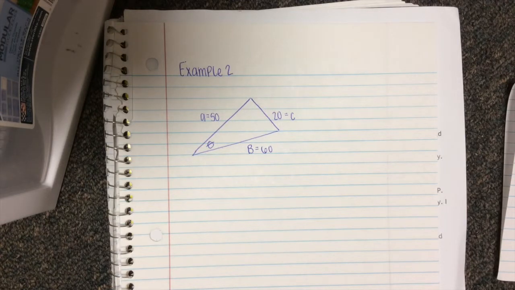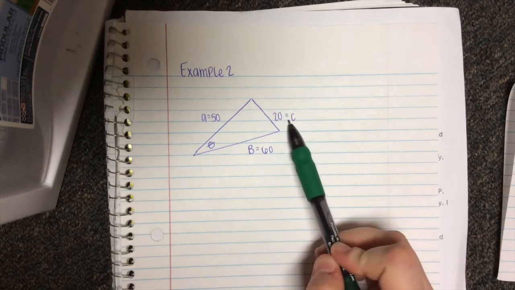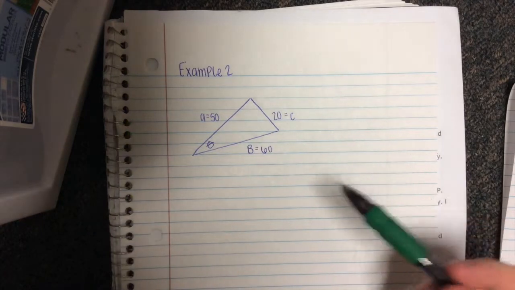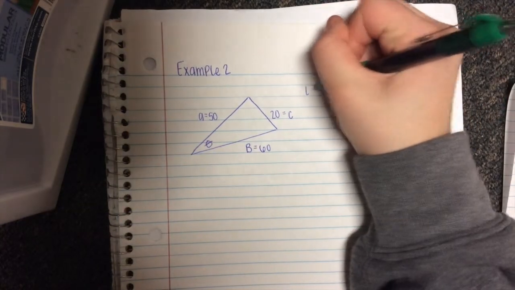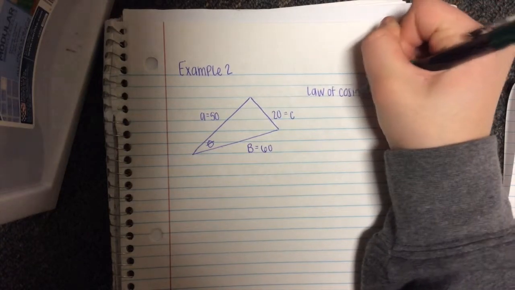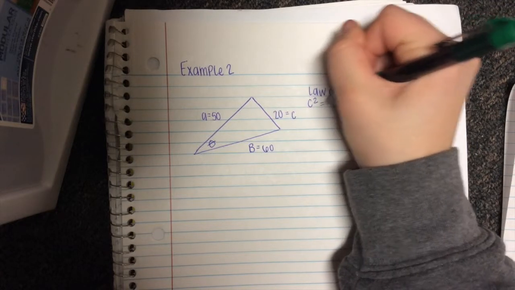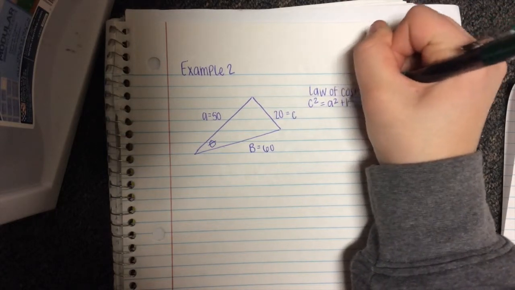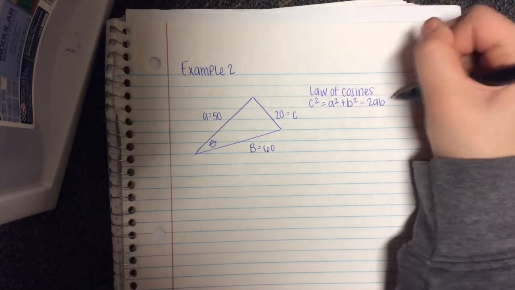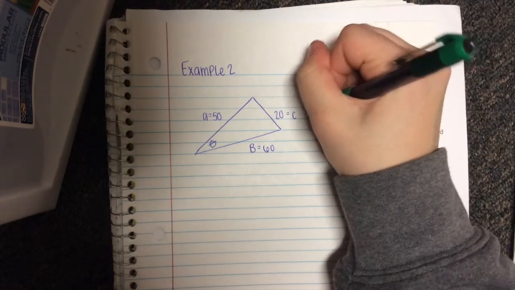In this example, you were given A equals 50, C equals 20, and B equals 60. In the problem, you will be required to find theta C. With the given information, you will notice that the scenario is side, side, side, in which case we must use the law of cosines to solve for the variable. The equation for the law of cosines states that c squared equals a squared plus b squared minus 2 times ab times the cosine of theta c.